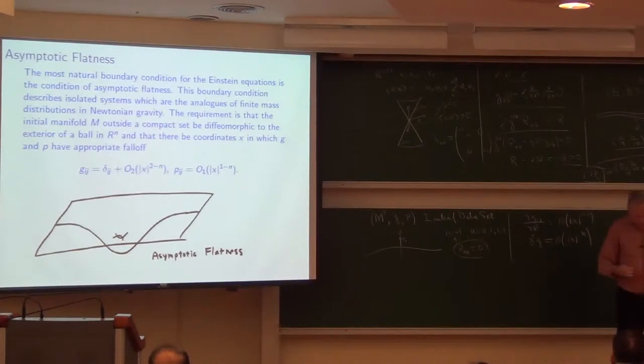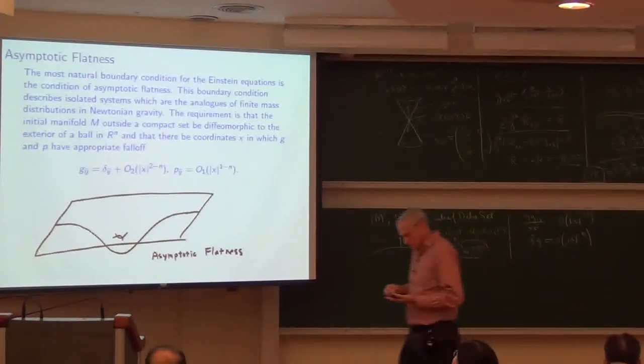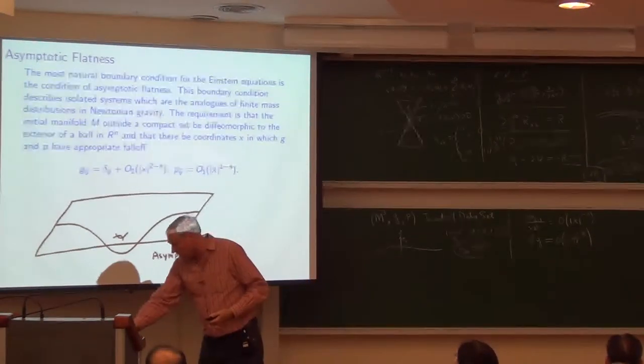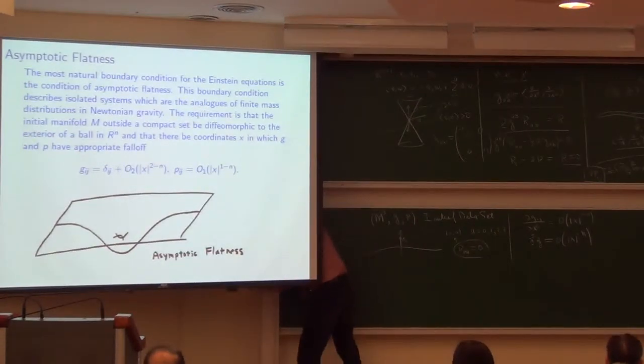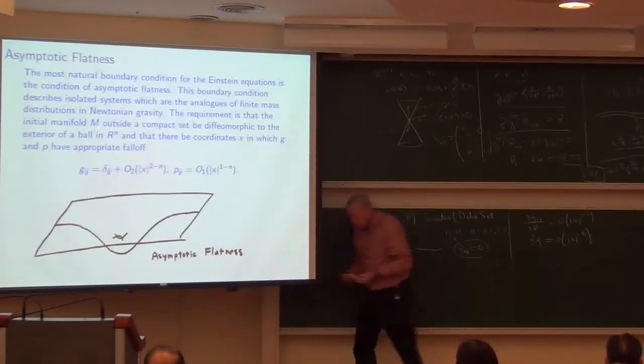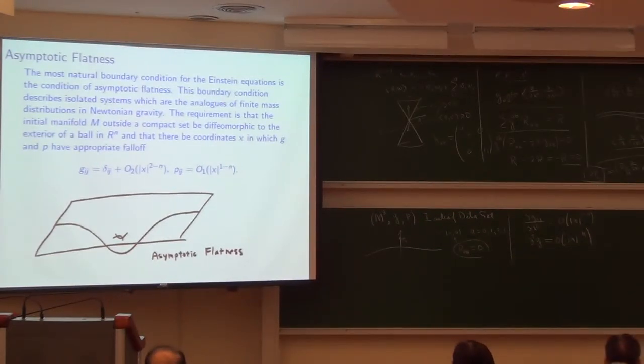And so there's a question? So there are various technical issues about what you require in the falloff, and so I'm requiring two derivatives to fall off. Okay, and for the second fundamental form, because it involves the derivative of the metric, I need one derivative, and I have one order faster to fall off.